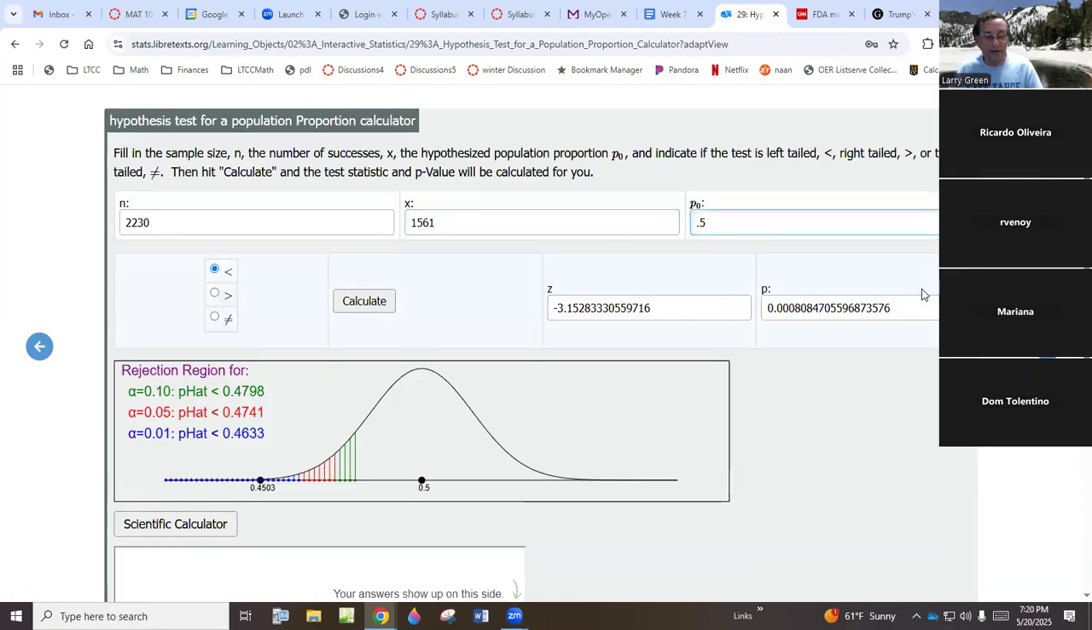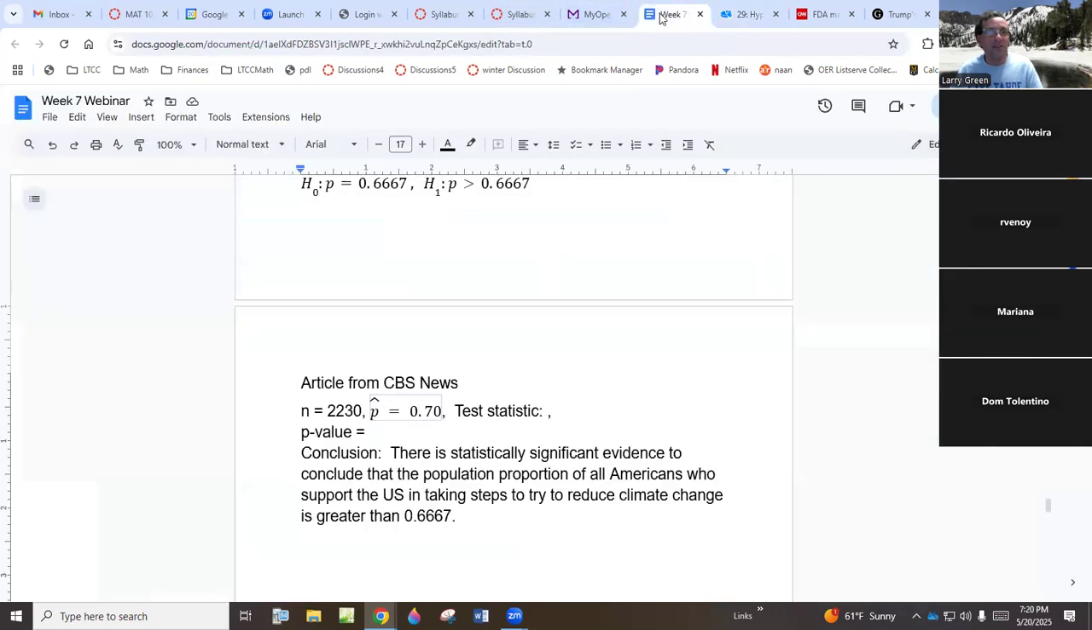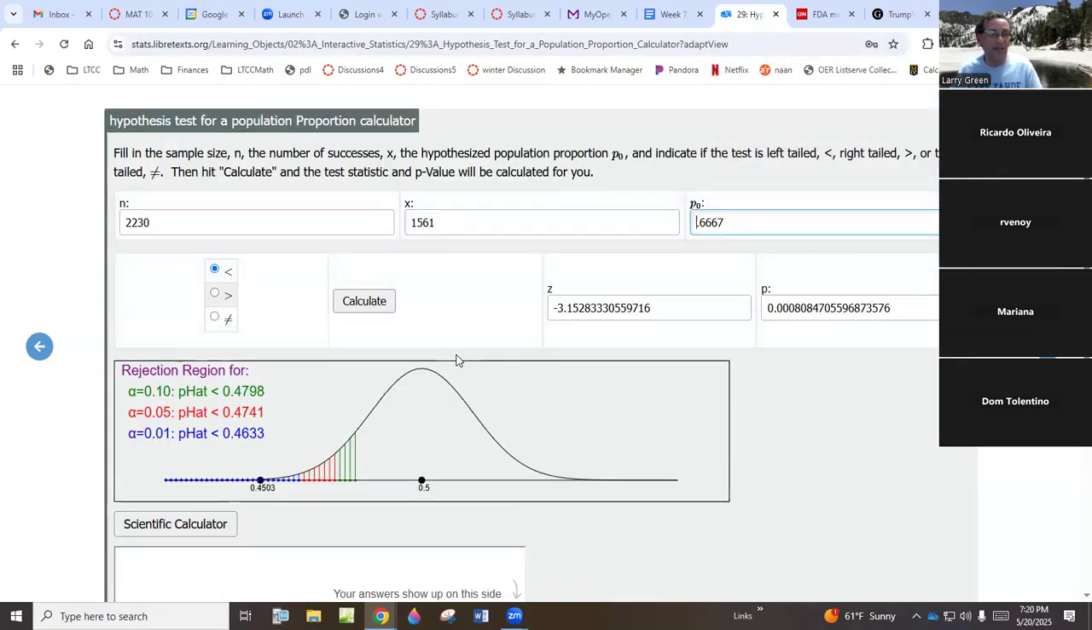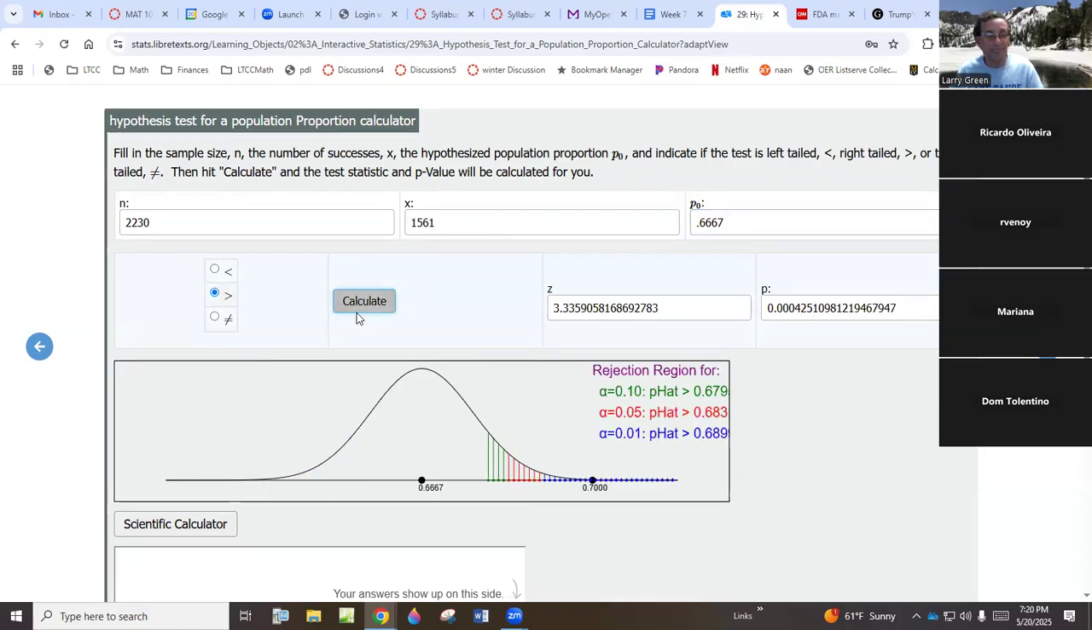Our P naught was 0.6667, because that was what H naught said. And we want to see if it's greater than that. So it's a right-tailed test because it's the right-hand side. So I click greater than, and I hit calculate. So our test statistic is 3.3359.